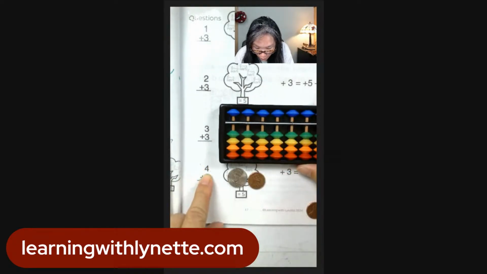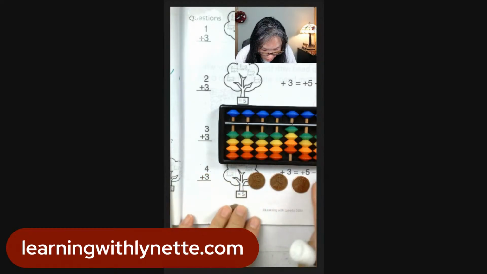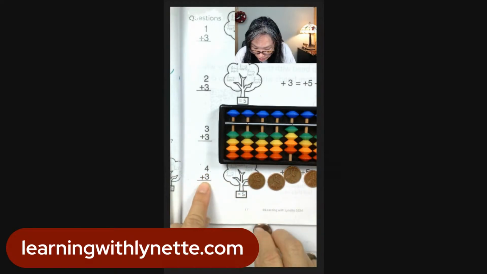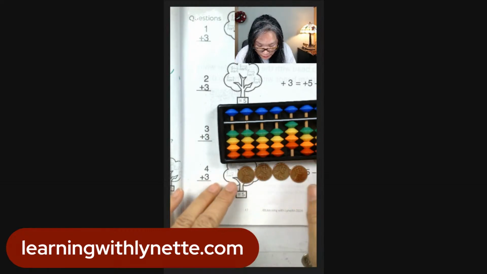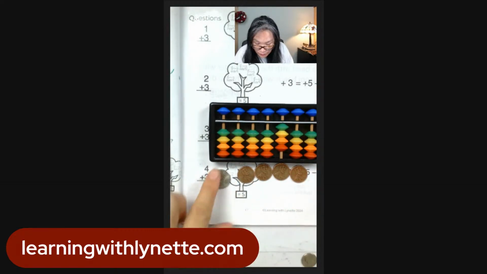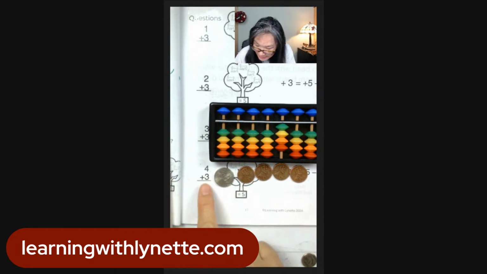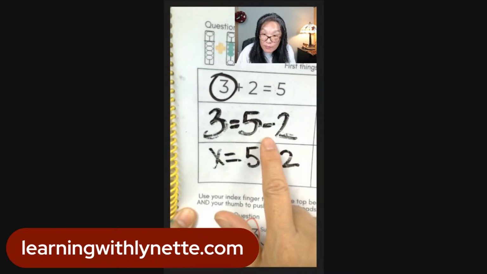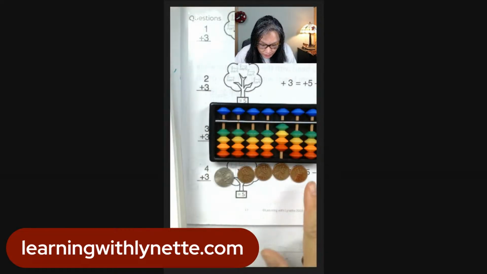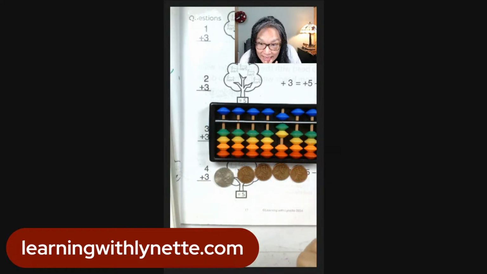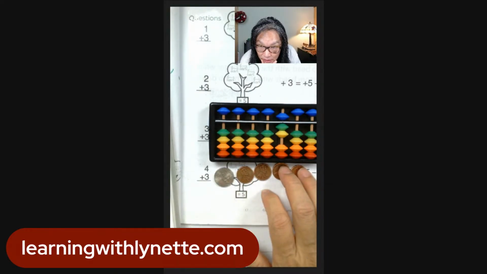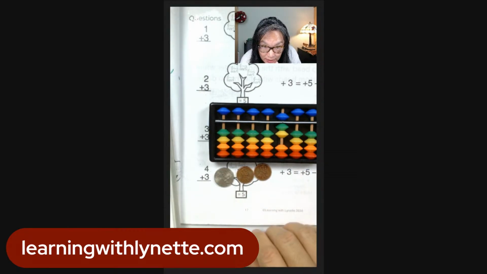If I have 4 on my abacus, I want to plus the 3. I don't have enough to add the 3. What do? I'm going to give you my nickel. That's plenty, but that's too much. What do? I need to minus the 2. So what do? I plus the 5 and I take away the 2. And that is my answer. My answer is 7.